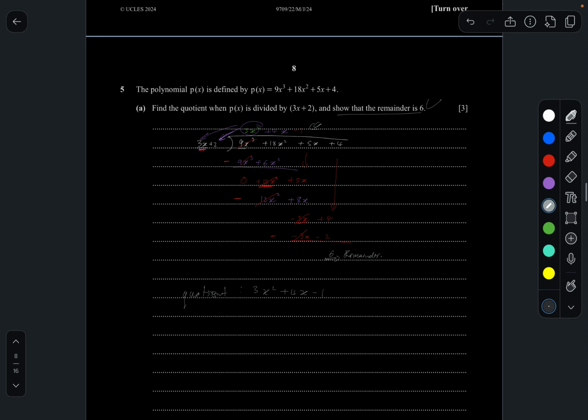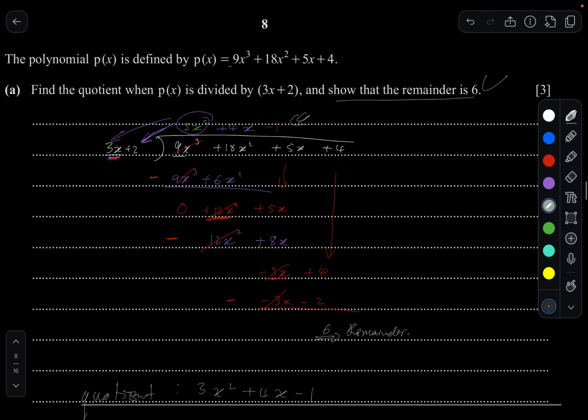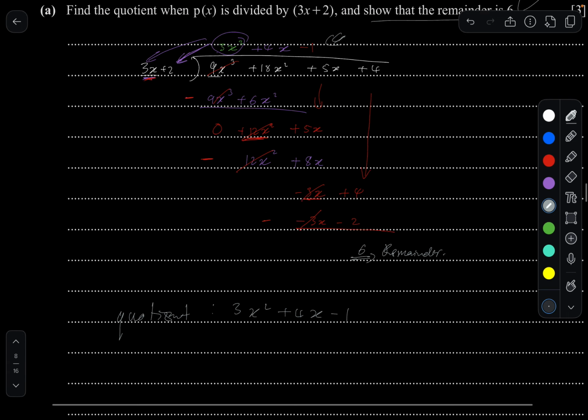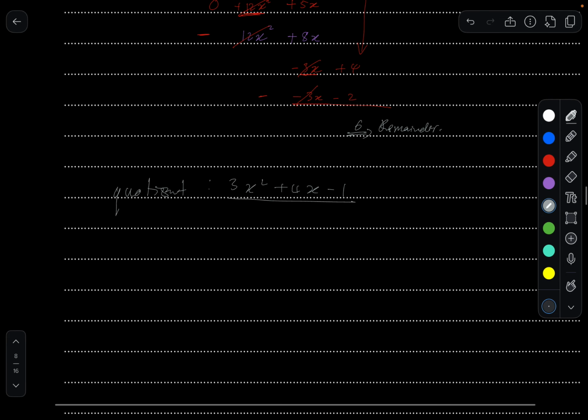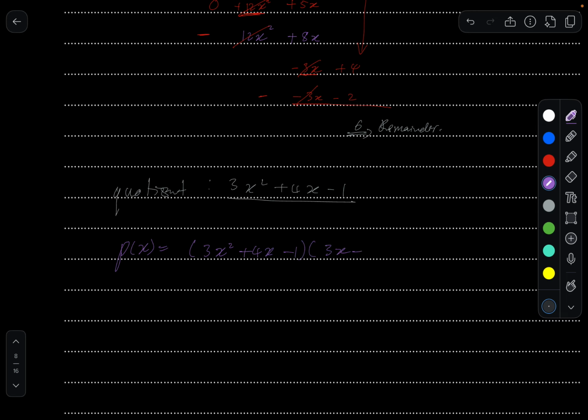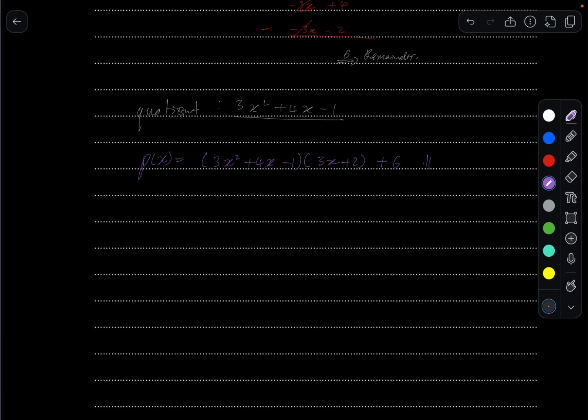Okay. Now, the next question is quite interesting because let me tell you something. This part, we can factorize it in this form and its factor. So what we can do, we can write it in this form. So P of x is actually equal to 3x squared plus 4x minus 1 times 3x plus 2, and then it will be plus 6. Plus the remainder. Now, this is going to be important for the next question.